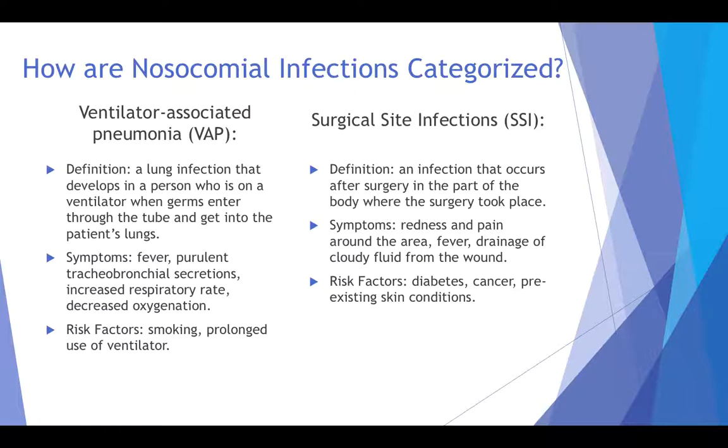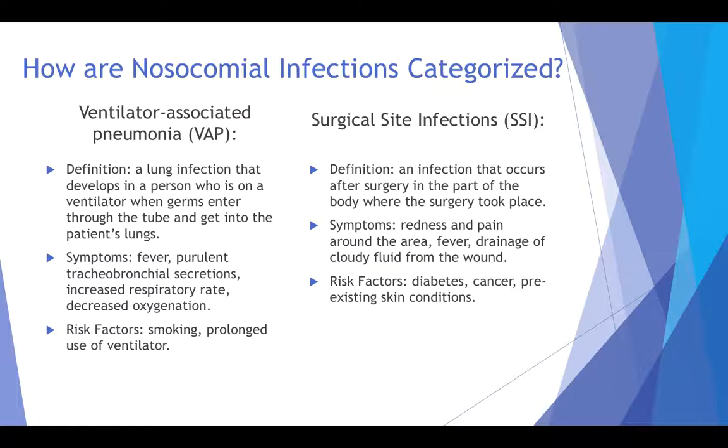Next, we have ventilator-associated pneumonia, or VAP for short. This is a lung infection that develops in a person who is on a ventilator when germs enter through the tube and get into the patient's lungs. A ventilator is a machine that is used to help a patient breathe by supplying oxygen to a tube placed in the patient's mouth. Some of the symptoms of this infection are fever, purulent tracheobronchial secretions, increased respiratory rate, and decreased oxygenation. A risk factor is smoking, which weakens the lungs, and prolonged use of the ventilator.